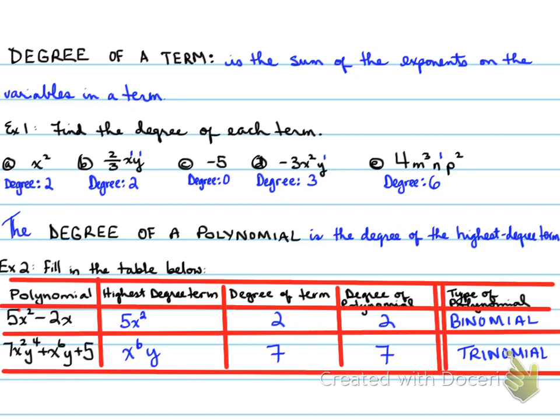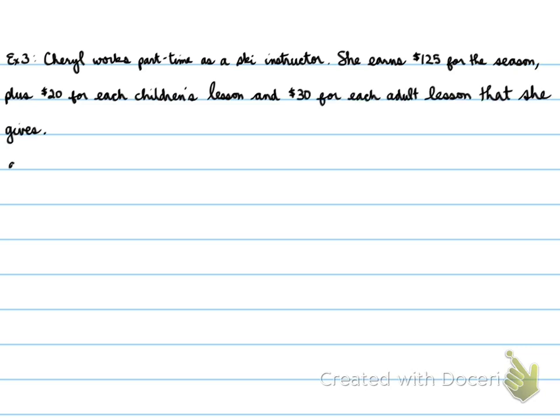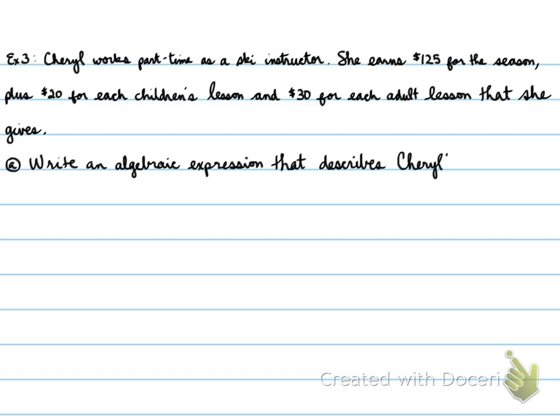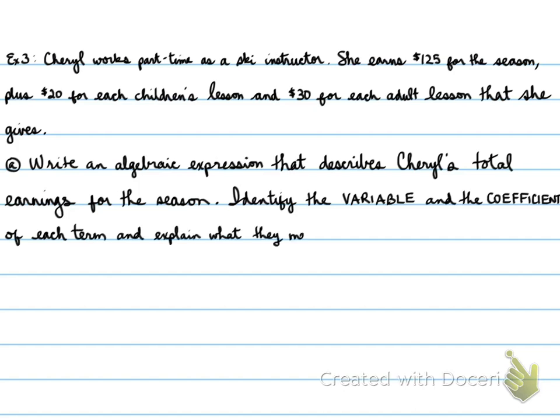Okay. On to another example. Cheryl works part-time as a ski instructor. She earns $125 for the season, plus $20 for each children's lesson and $30 for each adult lesson that she gives. Write an algebraic expression that describes Cheryl's total earnings for the season. Identify the variables and the coefficient of each term and explain what they mean.